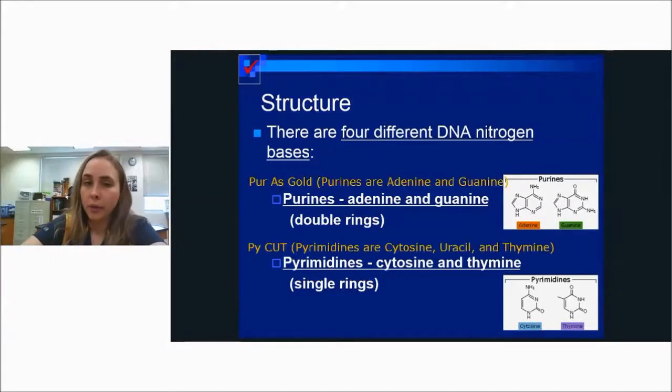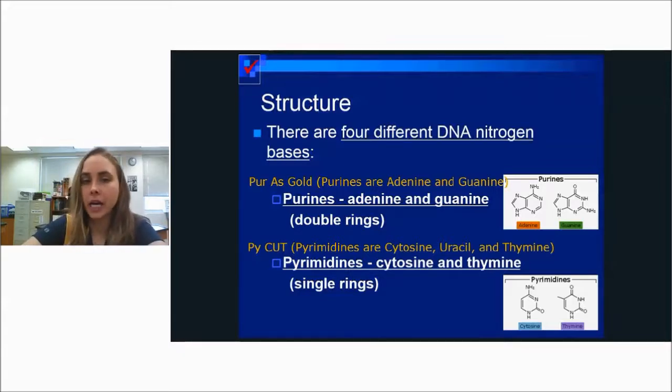Okay, the way that I remember which ones are purines and which ones are pyrimidines are the following statements. Pure as gold. Pure as gold is for purines are adenine and guanine.